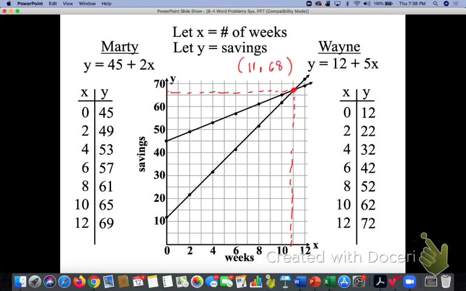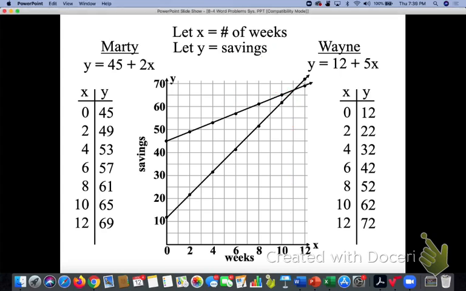And that represents 11 weeks and $68 savings, right? $68. But it's not very exact. So hold on to that thought.